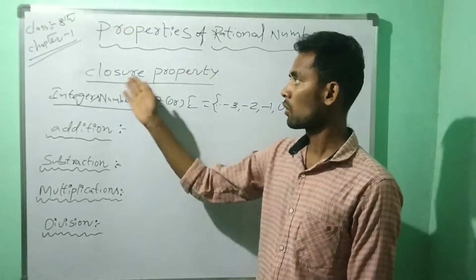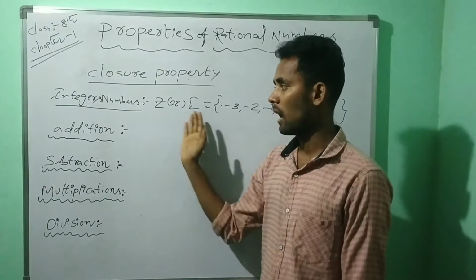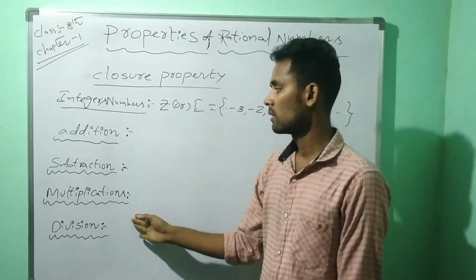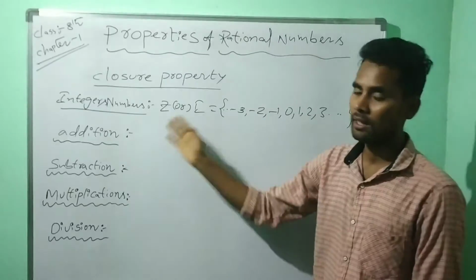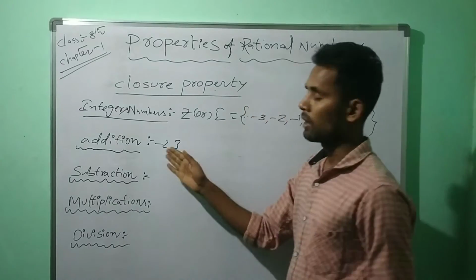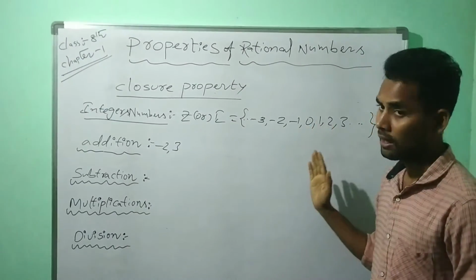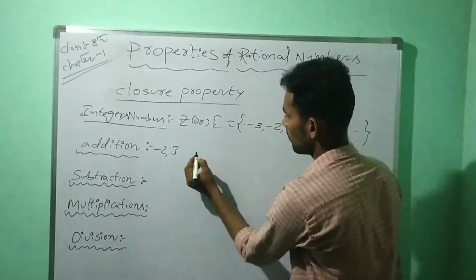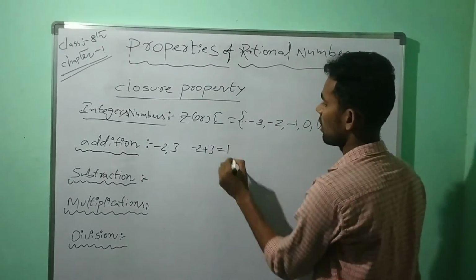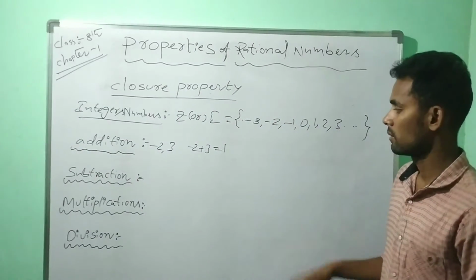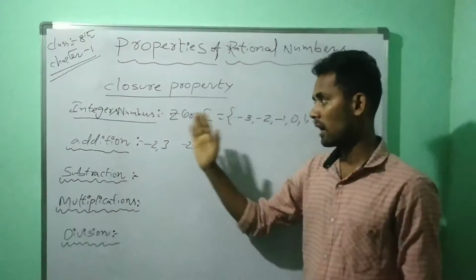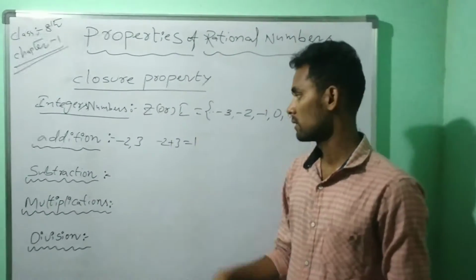Now let us discuss closure properties in integers under four operations: addition, subtraction, multiplication, division. So let us discuss addition. -2, 3, any two integers. What is the sum? -2 plus 3 equals 1. 1 is an integer. So the closure property is satisfied under addition in the set of integers.